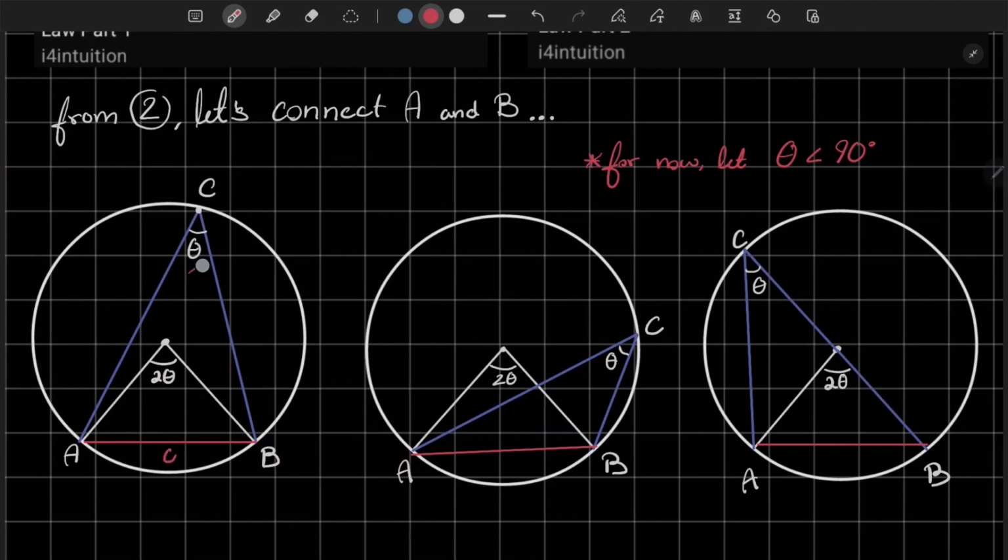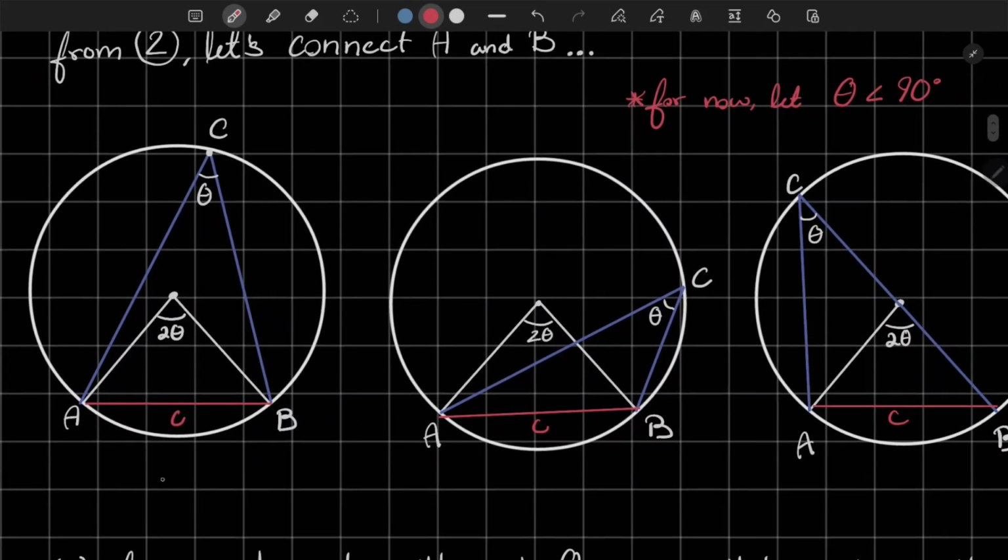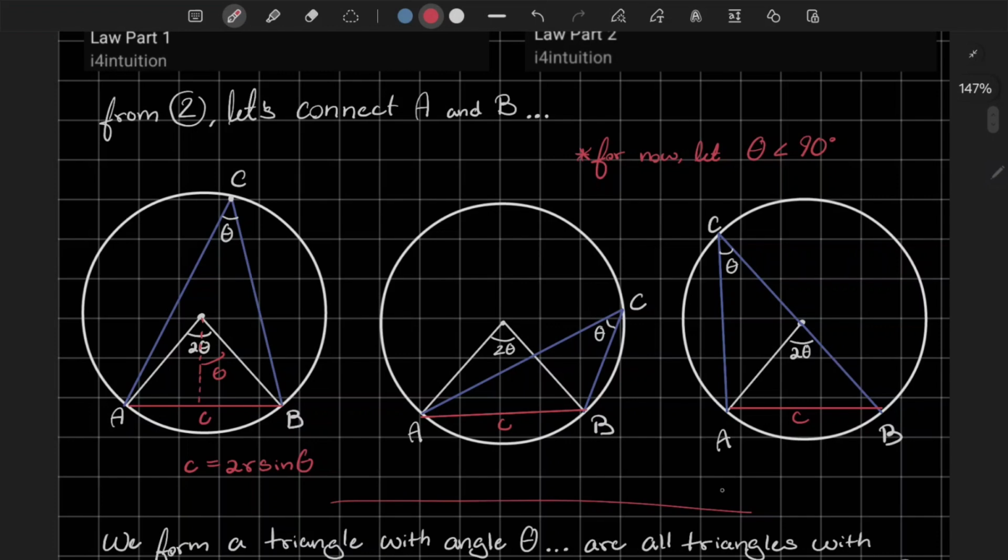triangles with some constant angle and some constant side length, opposing side length C. We can get C using just some trigonometry. 2r sine theta, because it's theta. And yeah, so as long as we have the same theta and we have the same r, C is going to be constant in all these cases. We don't change our r, neither our theta.